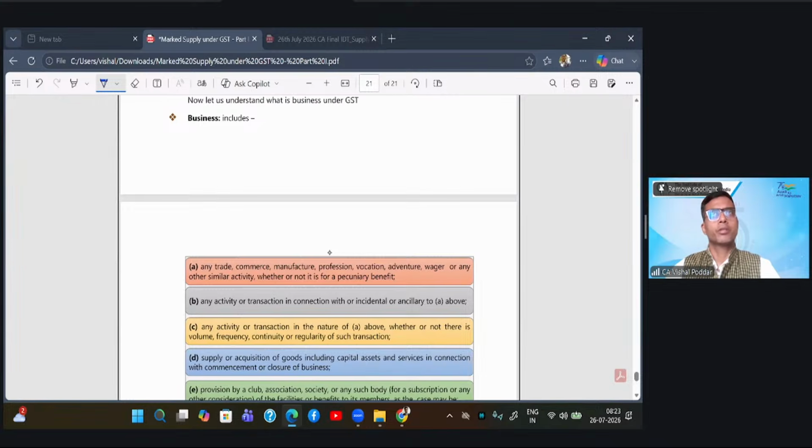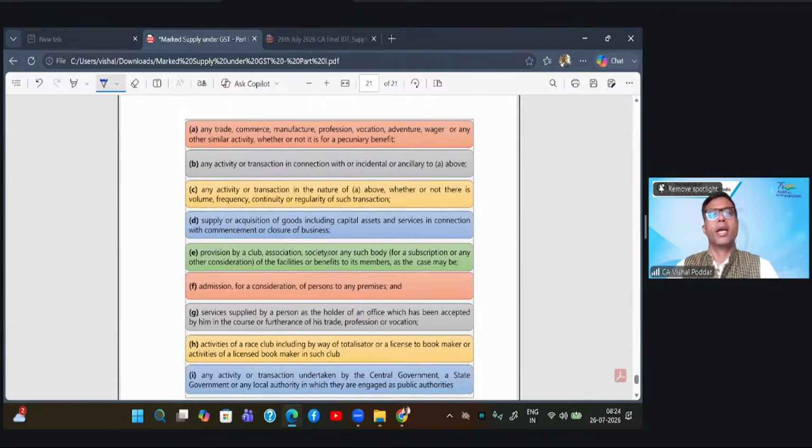Now the question is, what is business? Here, the GST law has defined the term business very expansively. It has covered all direct, indirect, and some specific activities into business. These are some specific activities which are treated as business. But before that, in general sense, what is business?